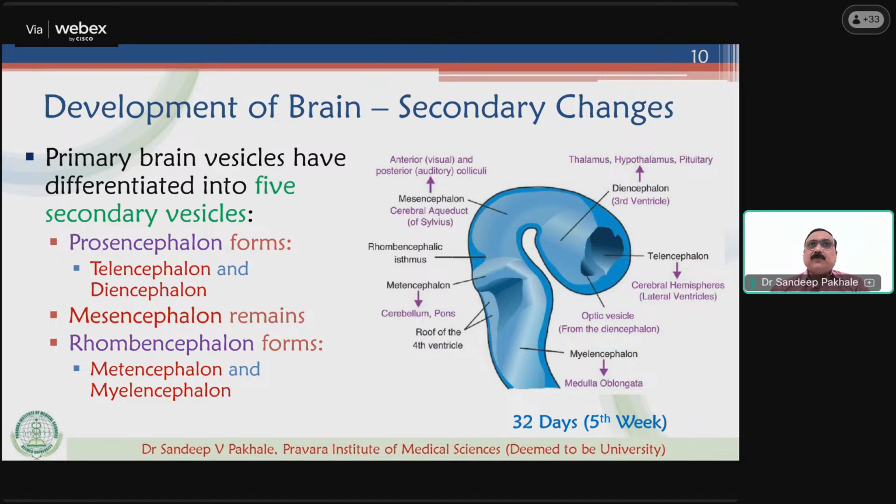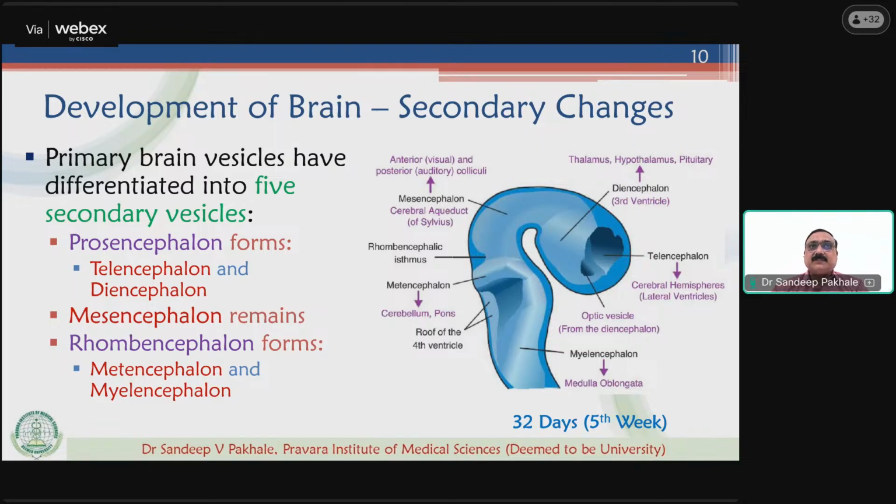Now, as development progresses, each of the primary vesicles undergoes further differentiation, starting with the forebrain. The lateral walls show evagination forming the optic vesicles. And from these three primary vesicles, 5 secondary vesicles are formed. Slightly later, additional outgrowths give rise to the cerebral hemispheres.